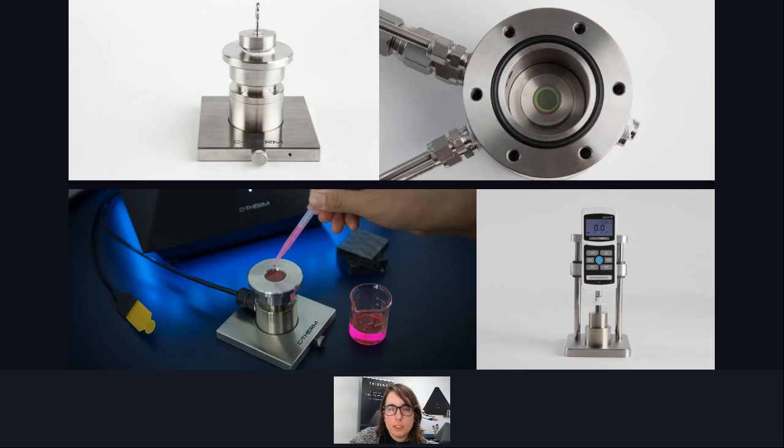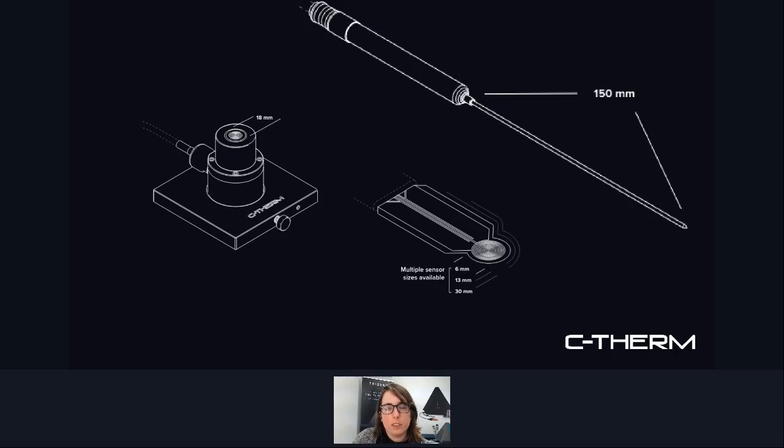So the sensors offered with Trident, you can see on this slide. The modified transient plane source sensor is visible on the left-hand side of the slide. You can see the active area of the sensor in the center of the top of the illustrated sensor. And that active area is approximately 18 millimeters in diameter.